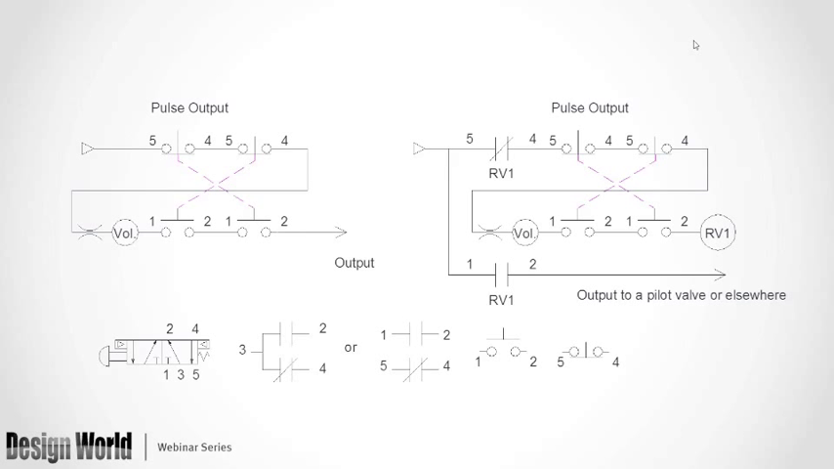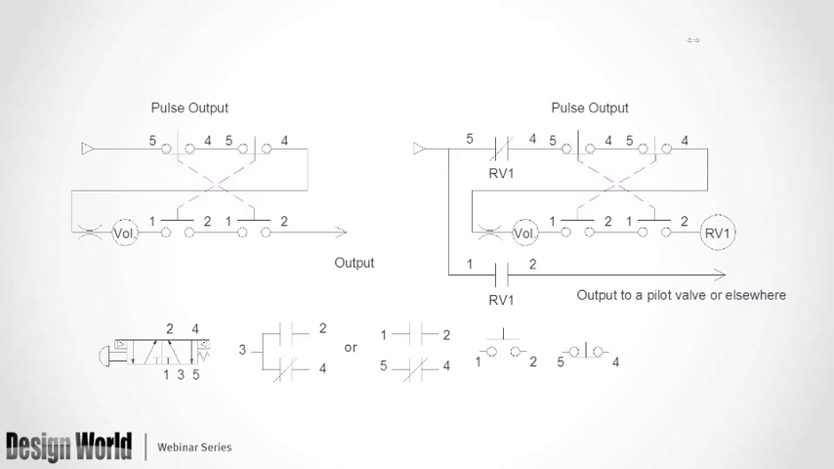Over on the right-hand side here, I have a pulse output also, but this time I'm using another valve. These valves right here can be very small valves. They can have push buttons on them, look just like a NEMA push button on an electrical box. They can be a number of types of different valves, but I'm adding a relay valve here to it.